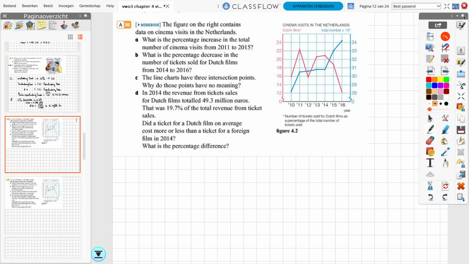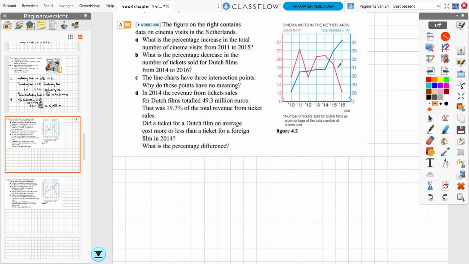However, we're on to exercise 36. Take a look at the graph to the right. The figure on the right contains data on cinema visits in the Netherlands. Okay. Then we're first going to take a good look at this thing, because I already see something happening with colors and different colored line charts.